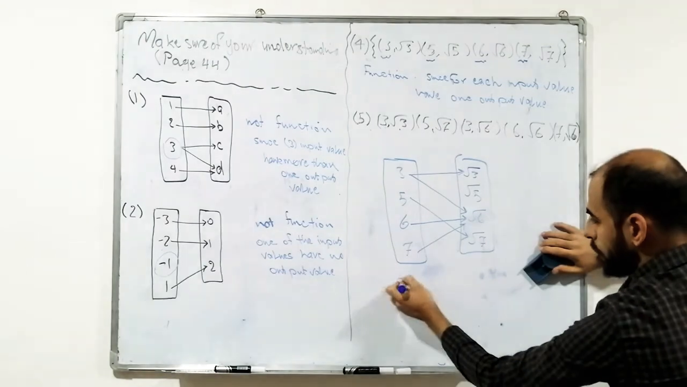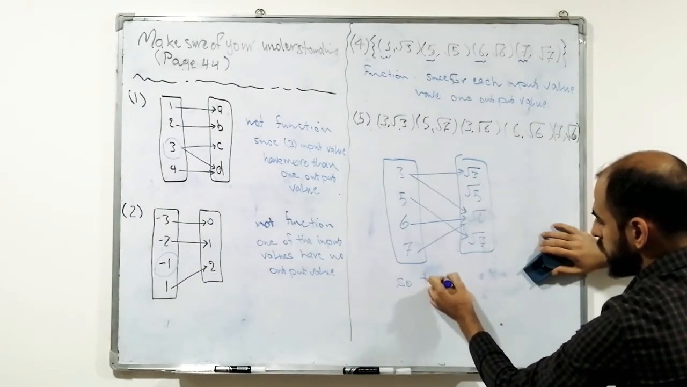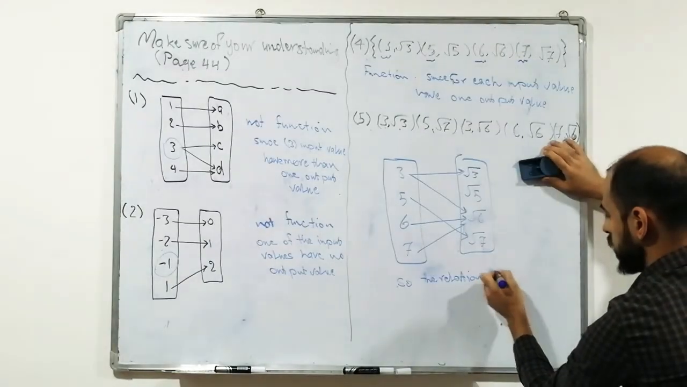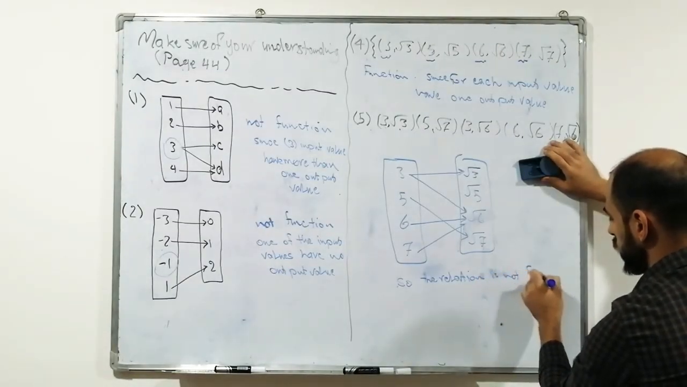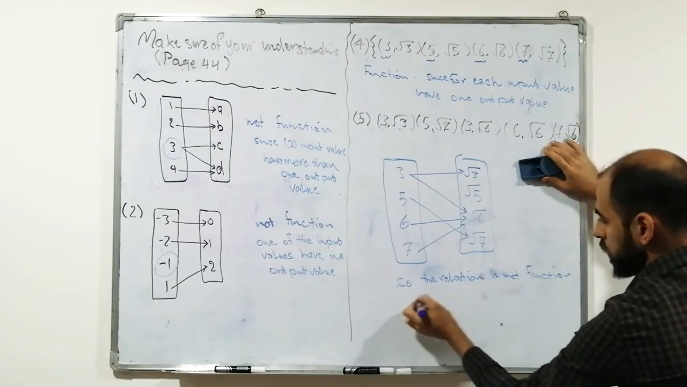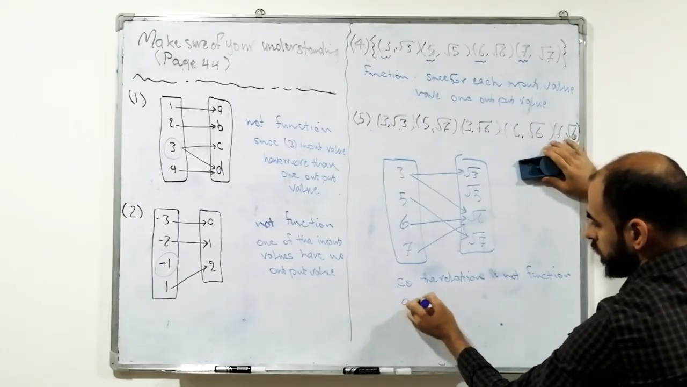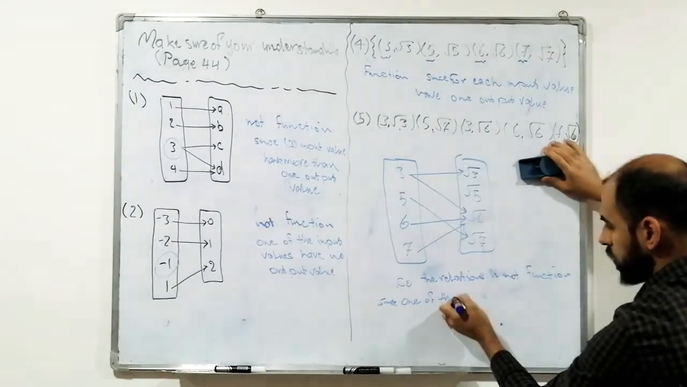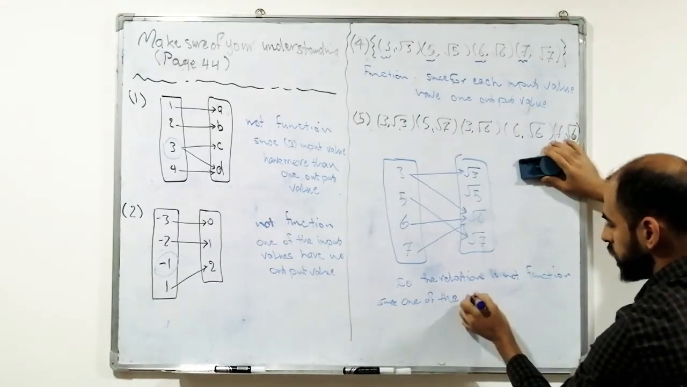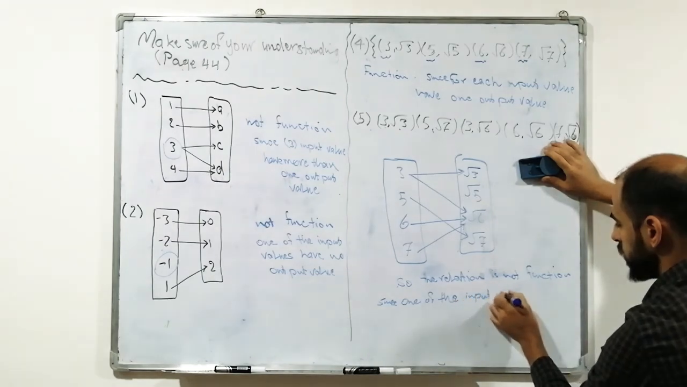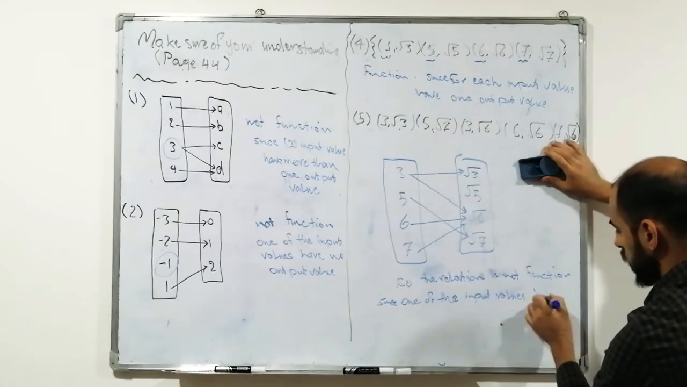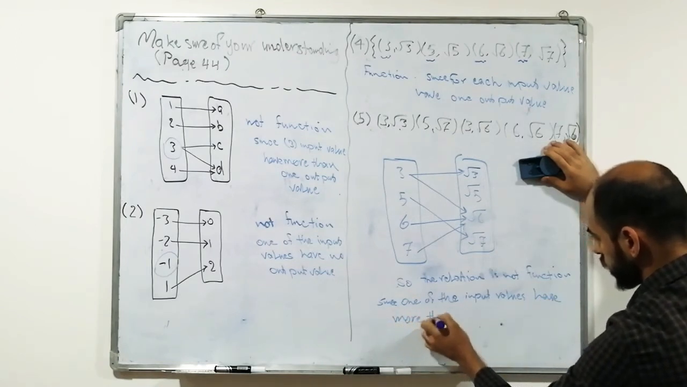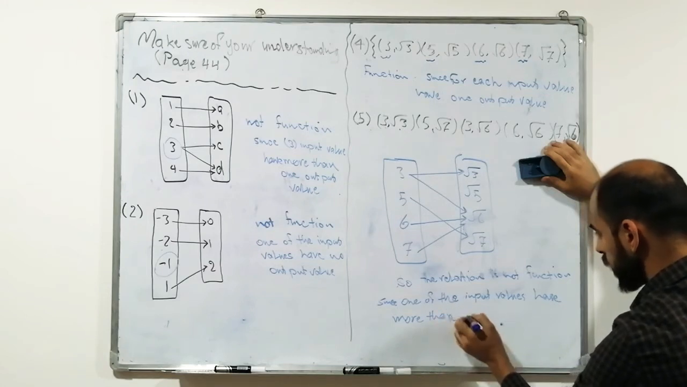So the relation is not a function, because one of the input values has more than one output value.